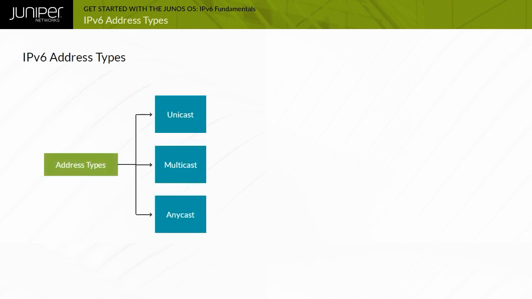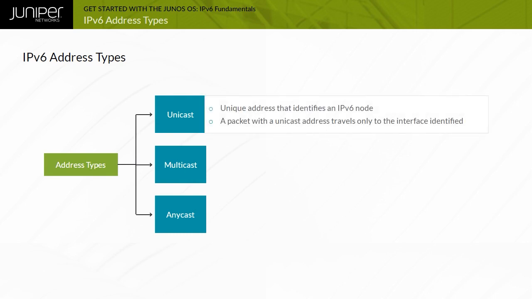You should be familiar with the 3 types of IPv6 address that exist. The unicast address is a unique address that identifies an interface or a node. A packet with a unicast address travels only to the interface identified.